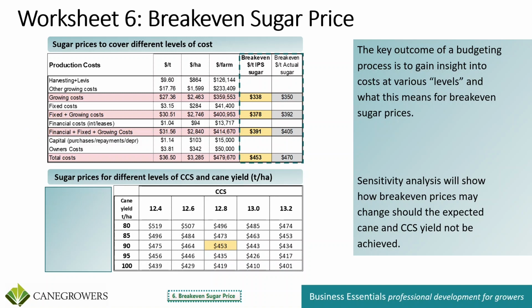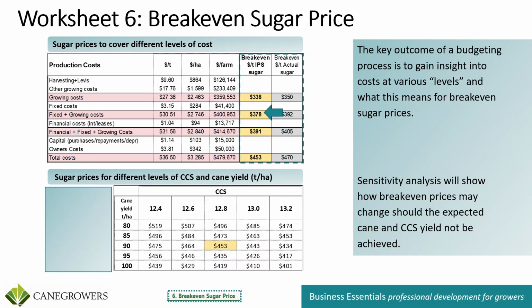To explain the break-even sugar price, let's look at growing costs. The break-even price for growing costs is $338 per tonne IPS sugar. This means that if a pool price of only $338 is achieved for the season, then that will only cover the direct growing costs, also known as variable costs.